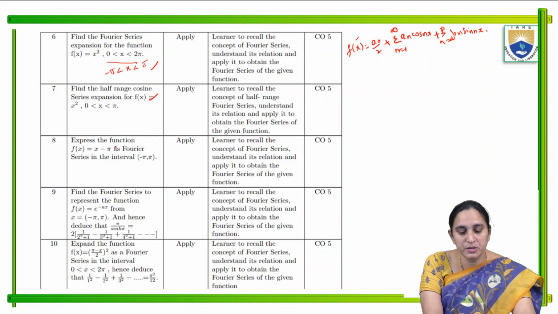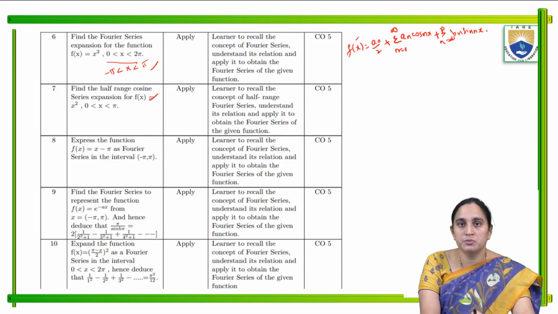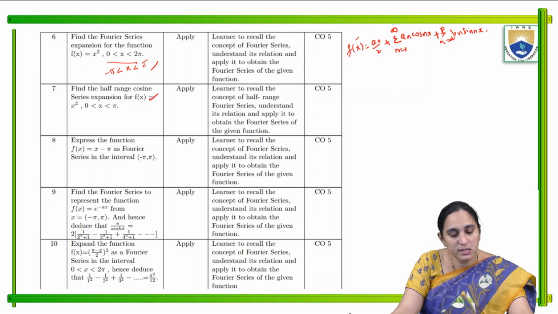That function is not an even and odd function means directly apply, find a naught, an and bn. Okay, first of all we have to verify this is even or odd. After that, go through the corresponding method. Okay, that is eighth one.